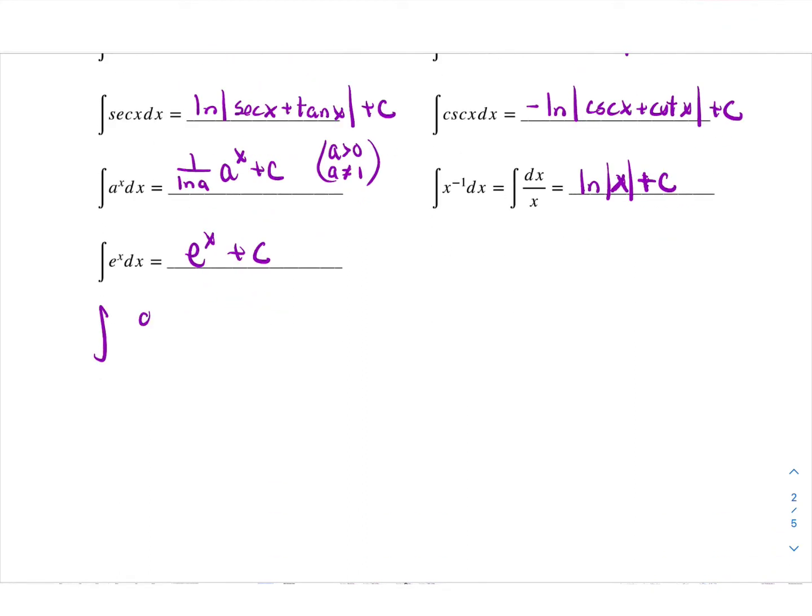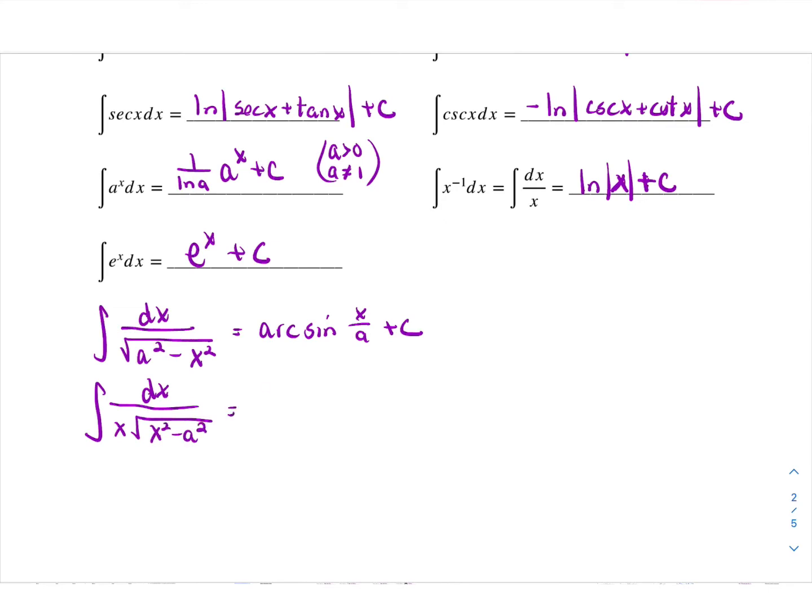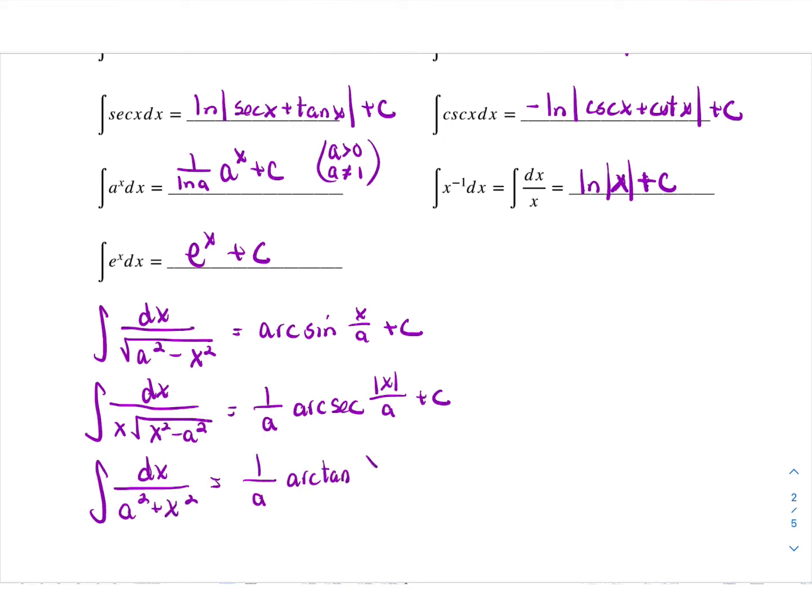We forgot the inverse trig functions. So the integral of dx divided by the square root of a squared minus x squared is equal to the arcsine of x over a plus c. The integral of dx over x times the square root of x squared minus a squared is equal to 1 over a, the inverse secant of the absolute value of x over a plus c. And then the integral of dx over a squared plus x squared is equal to 1 over a times the inverse tangent of x over a plus c.